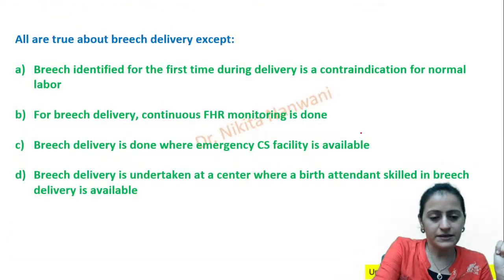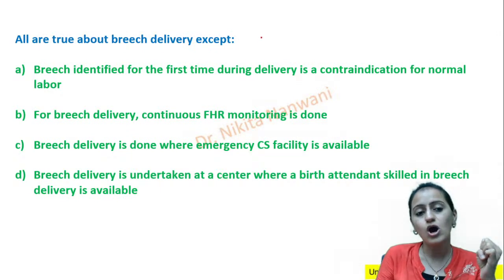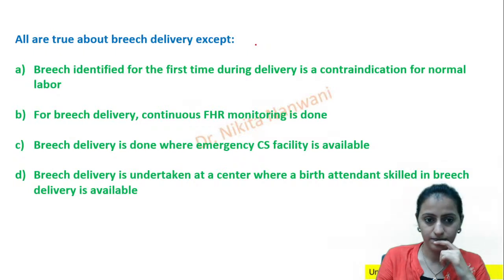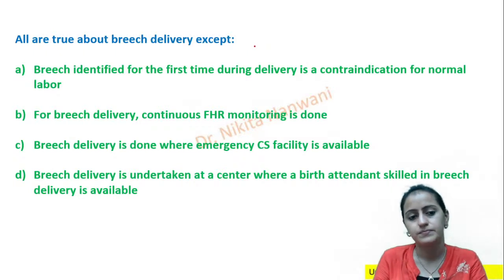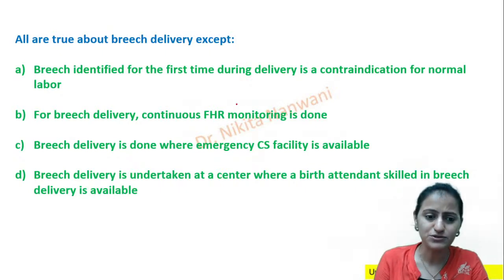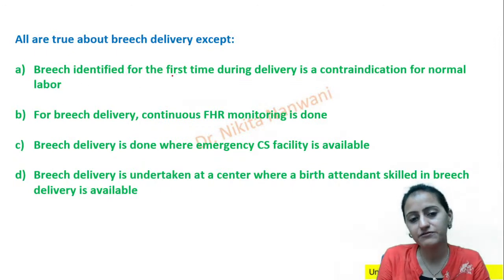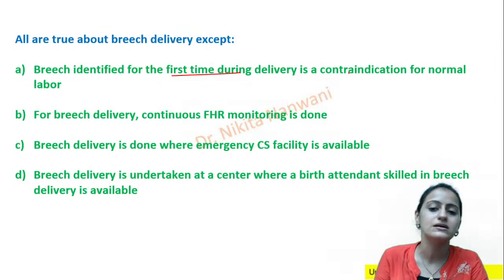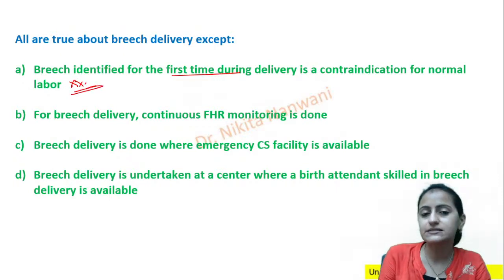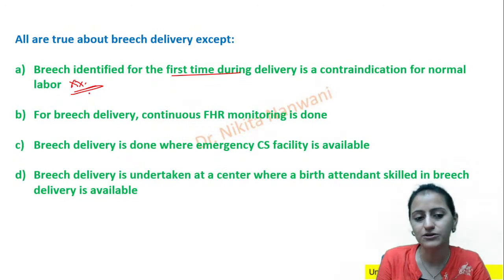All right. Next one. All are true about breech delivery except. I think this is the easiest of all, very practical. You don't even need to study this to get the answer right. Breech identified for the first time during delivery is a contraindication for normal labor. It is not so. It is not that every time breech needs a cesarean. We cannot do normal? It's absolutely not like that.